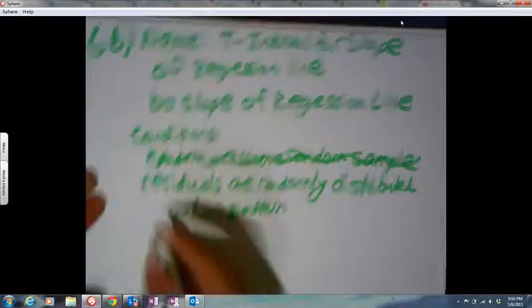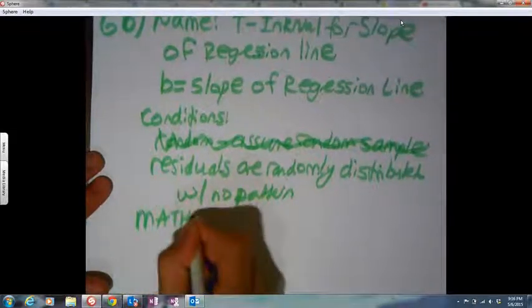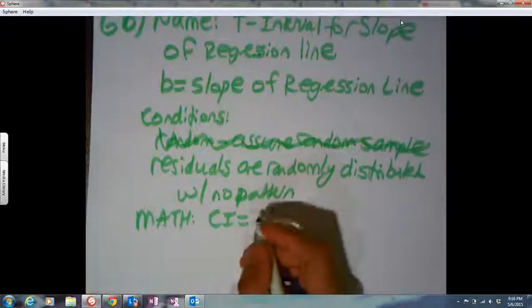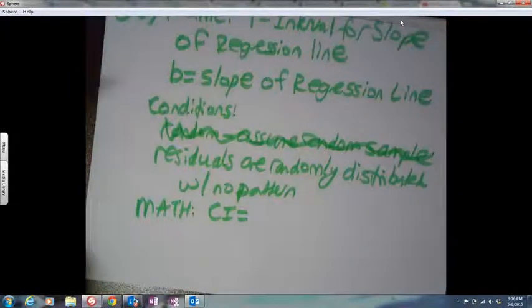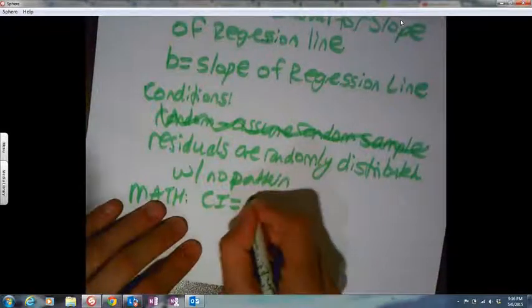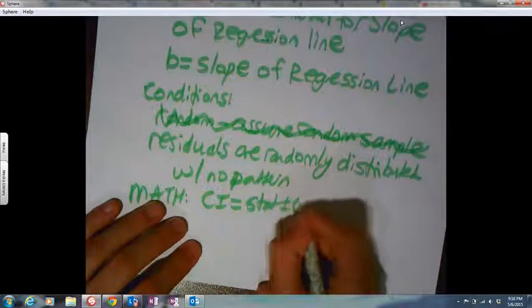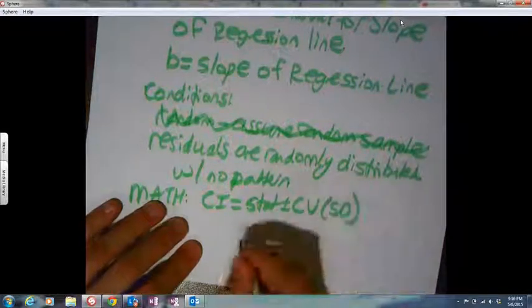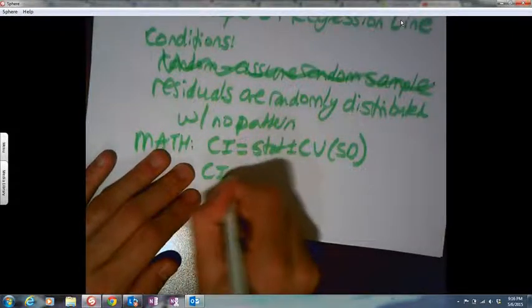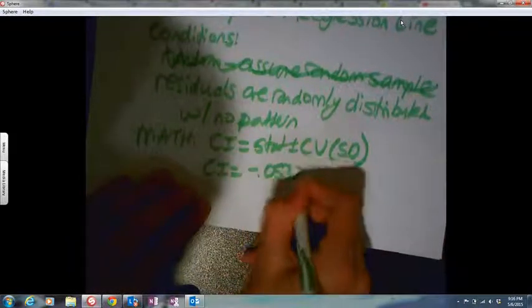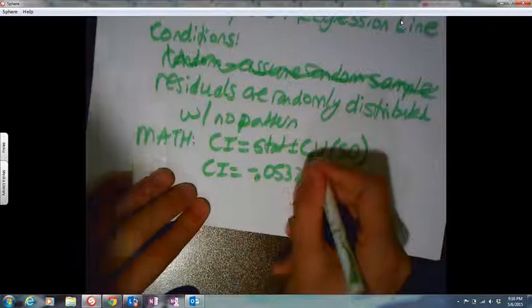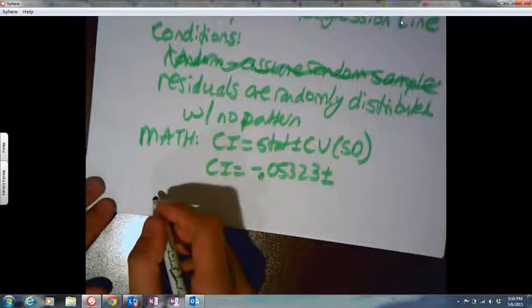Now we go to math. Math is always confidence interval equals, and again, that's the formula, folks. Formula is right here. Statistic plus or minus critical value times standard deviation. So the confidence interval is the statistic plus or minus the critical value times the SD. The statistic is what we already got, so here's what we already got for slope: negative 0.05323 plus or minus critical value. Well, we're doing a 95% CI.